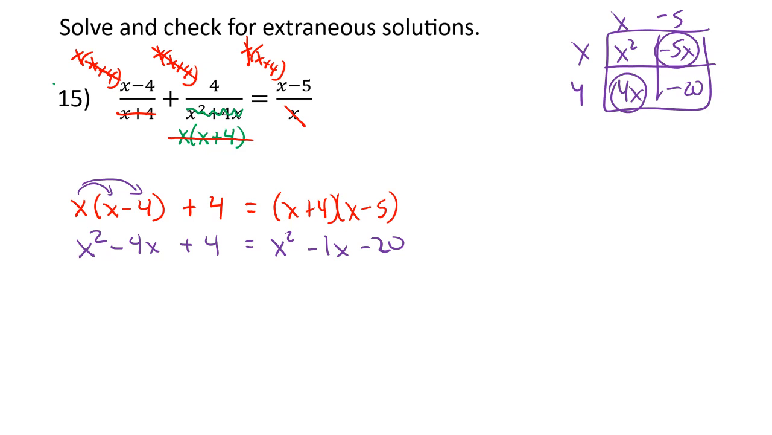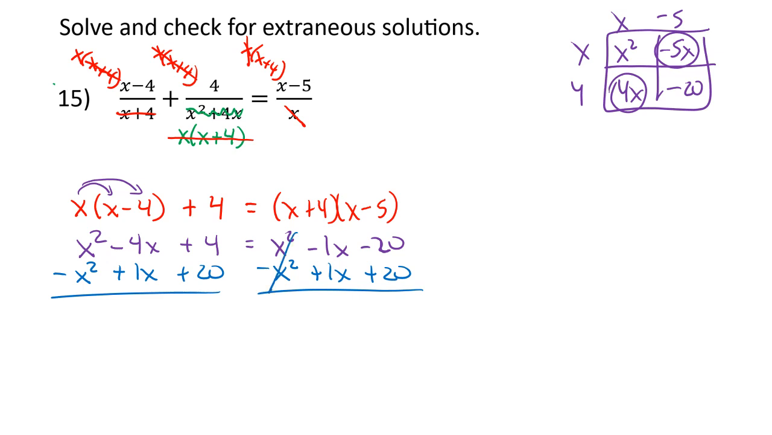All right, the next thing we want to do is move everything to the same side. It doesn't matter what side you choose, but we need to move everything to the same side. And that's because we have an x squared and an x. So I'm going to minus x squared over to here. I'm going to add the 1x over there. I'm going to add the 20 over here. Cancels, cancels, cancels, equaling 0.